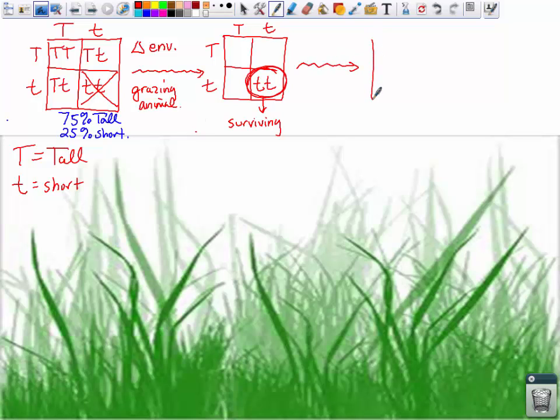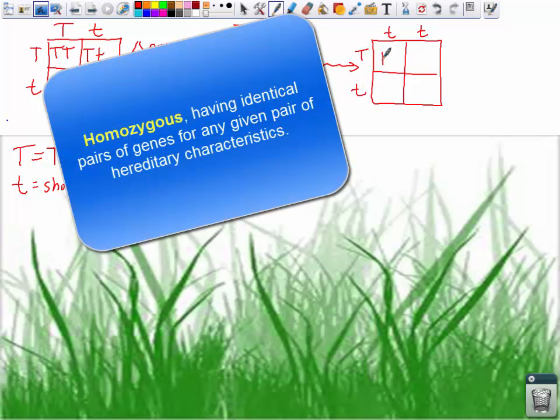So let's take another generation here and see what happens. Now we have homozygous parents here, instead of heterozygous, so let's see what happens.